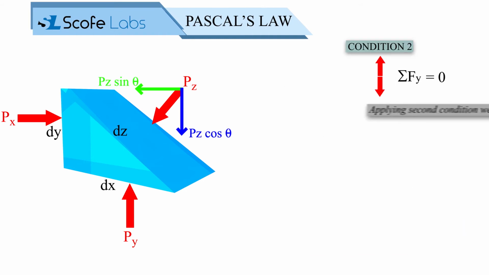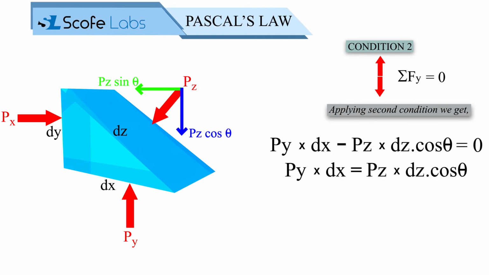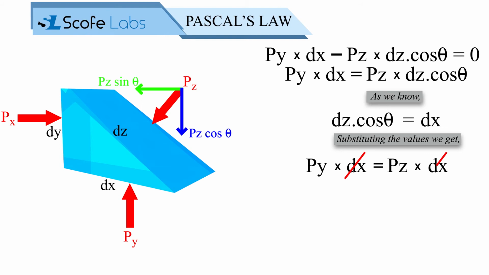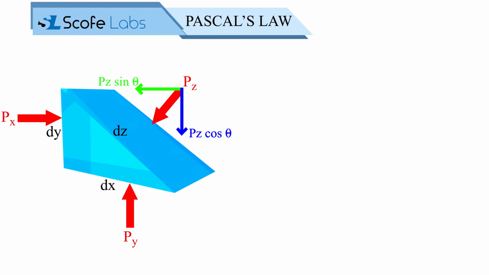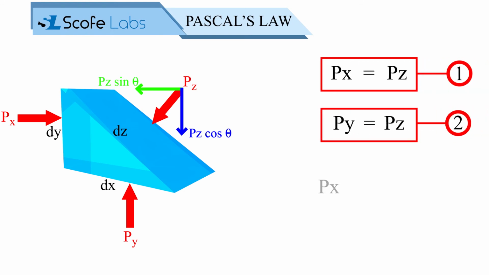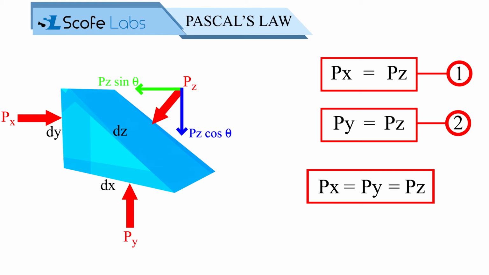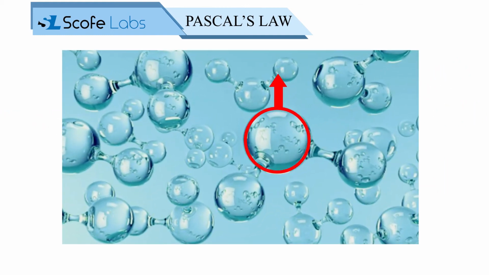Applying the second condition of equilibrium, we get Py into dx minus Pz into dz into cos theta. As we know, dz into cos theta is equal to dx. Cancelling the term dx, we get Py is equal to Pz. From equations 1 and 2 we can write Px is equal to Py is equal to Pz. This implies that the pressure exerted by a fluid element is equal in all directions.